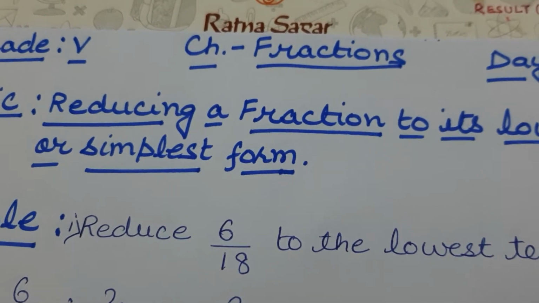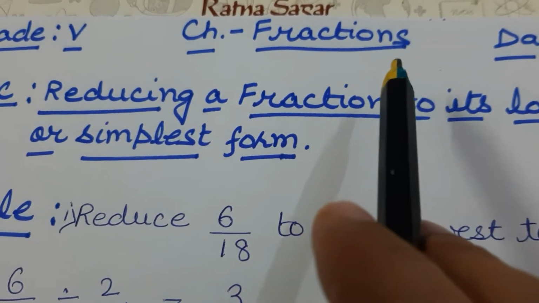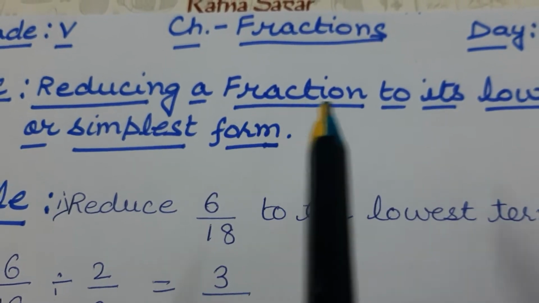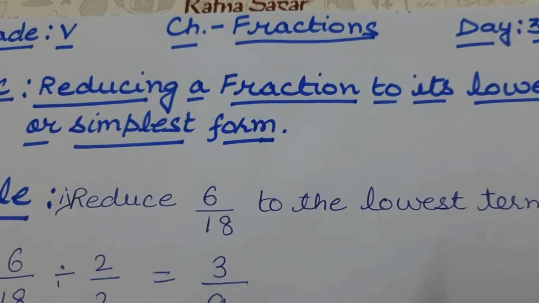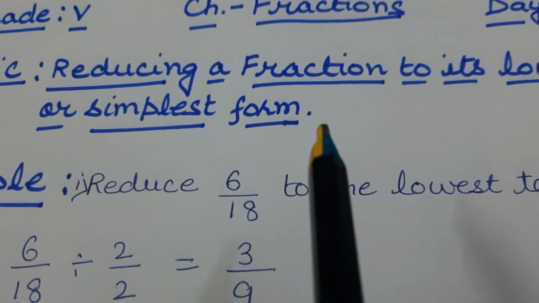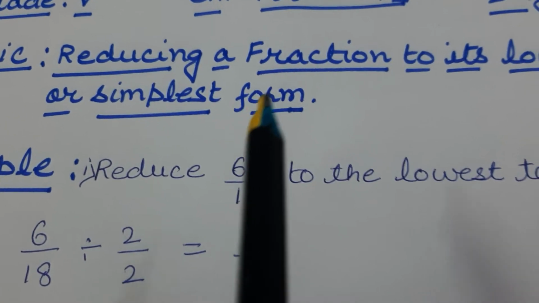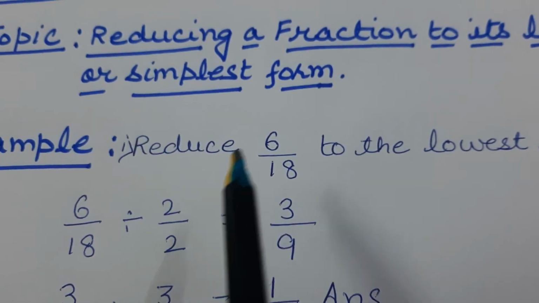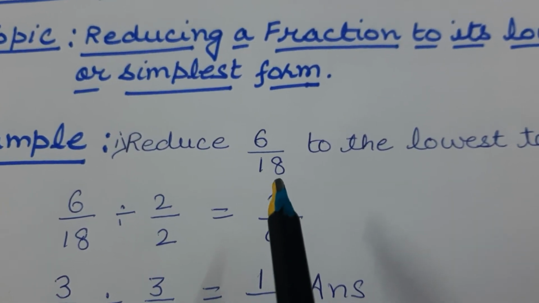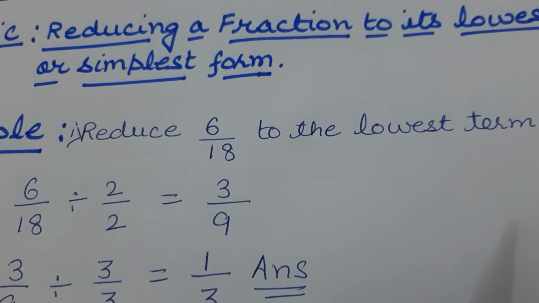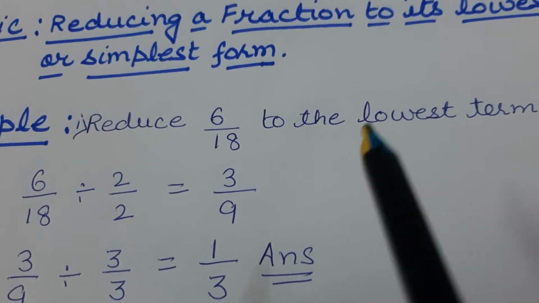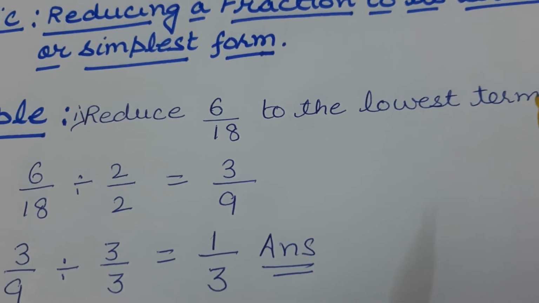So students, as you know, we are doing the fractions chapter. Today our topic is reducing a fraction to its lowest or simplest form. Let's start. I'm taking one example: reduce 6 by 18 to the lowest term or the simplest term. Lowest and simplest are one and the same thing.